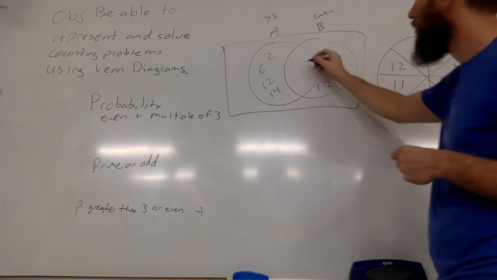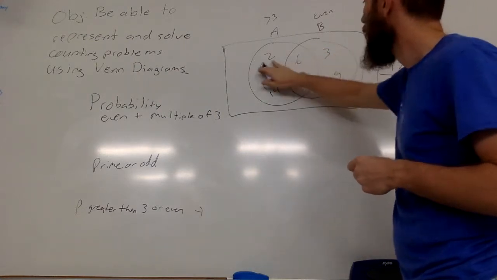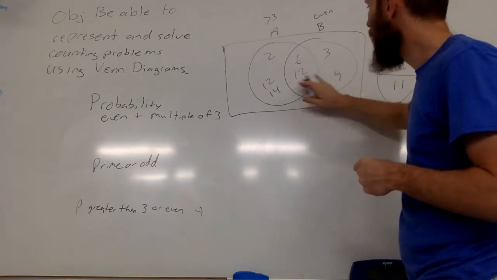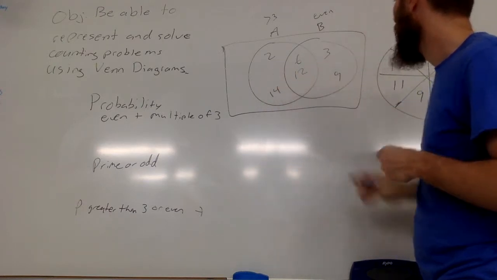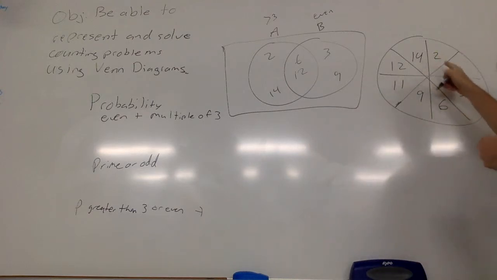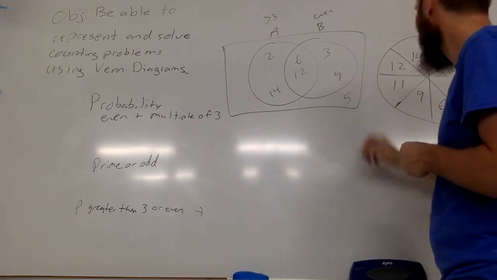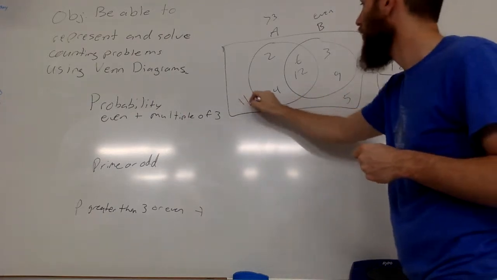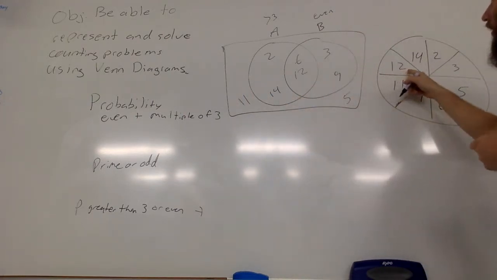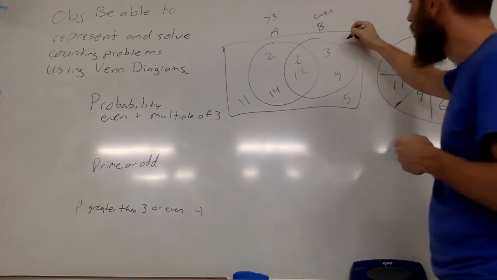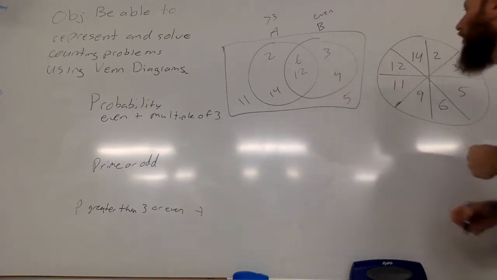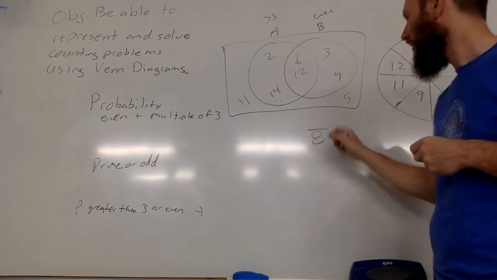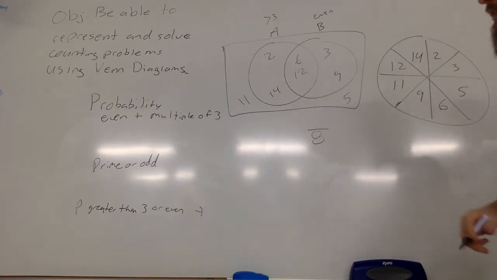Well, we can put the 6 in the middle because that is on both of them. And we'll put the 12 in the middle because that's on both of them. And we have some numbers out here. Let's see, 2, 3, 5 is neither, so that's on the outside here. 9, 11 is on the outside here. It doesn't matter where on the outside. And 14. Okay, so there's 8 different possibilities.